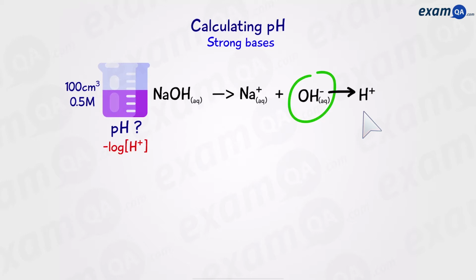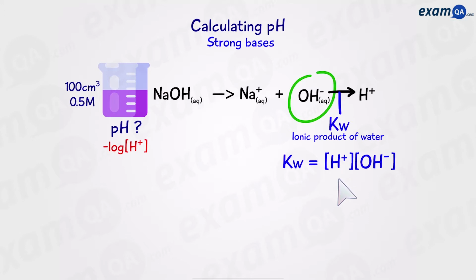And to do that, we're going to use something called Kw, which stands for the ionic product of water. Now the expression for Kw is the following. Kw is equal to the concentration of hydrogen ions times the concentration of hydroxide ions. Now we're going to talk about Kw in more detail in a separate video. But for now, we just want to get to the calculation stuff straight away.